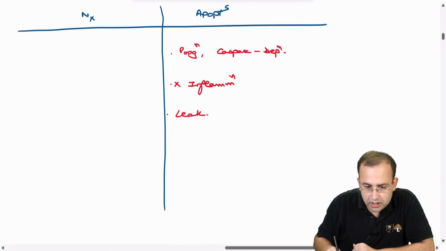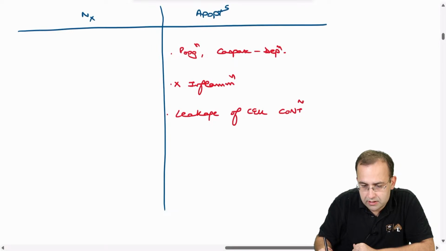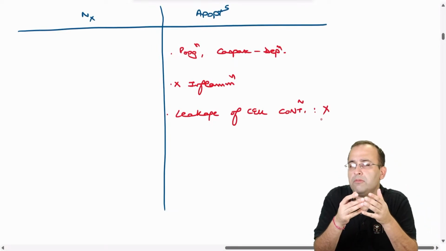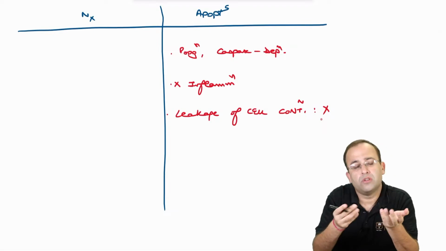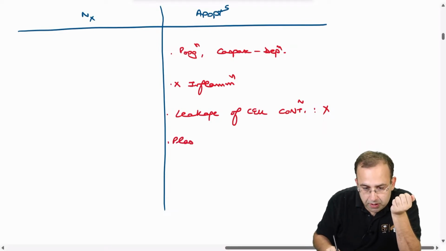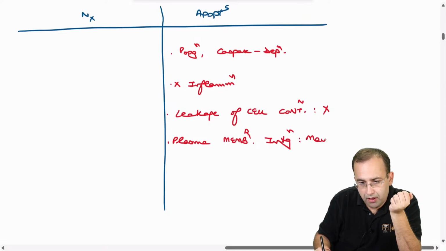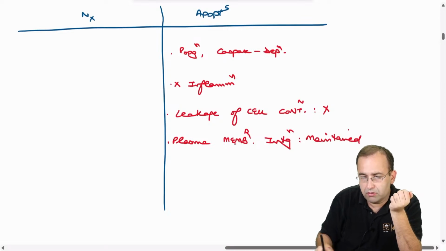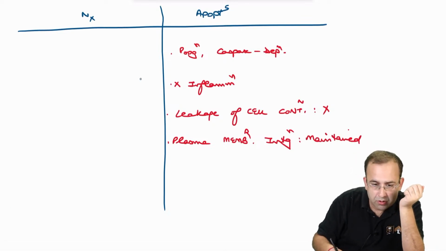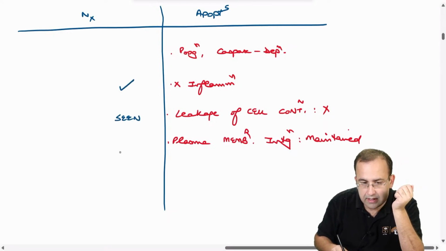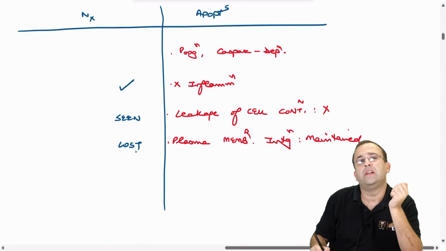Leakage of cellular contents is not seen. Obviously, if inflammation is not taking place, that means leakage of cell contents is not seen. That means plasma membrane integrity is maintained. Versus necrosis, which is associated with inflammation, so leakage of cellular contents is seen and plasma membrane integrity is lost.